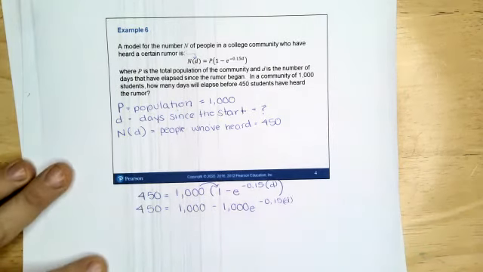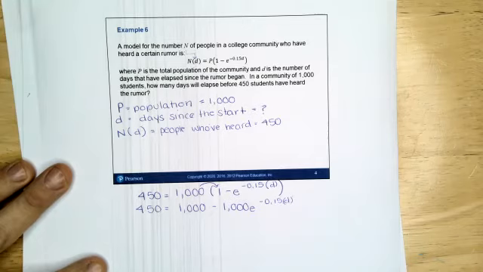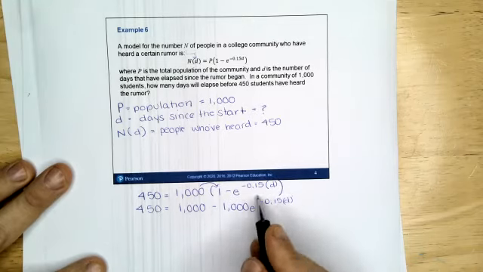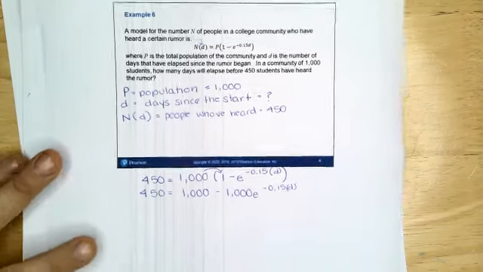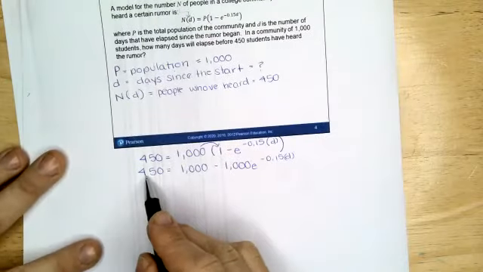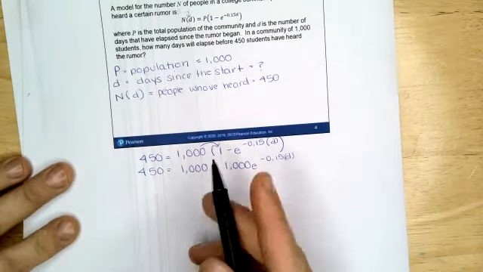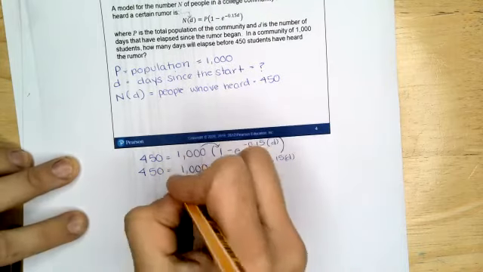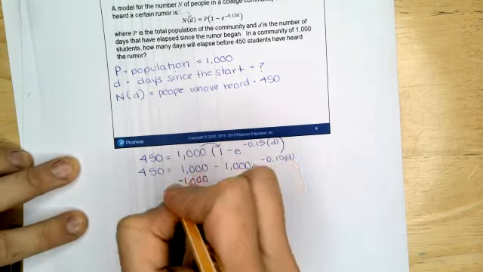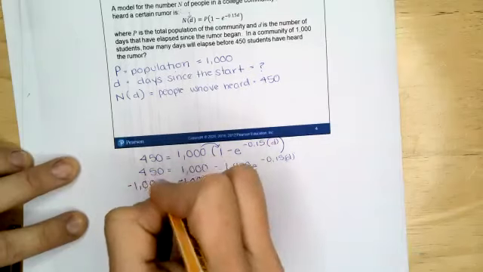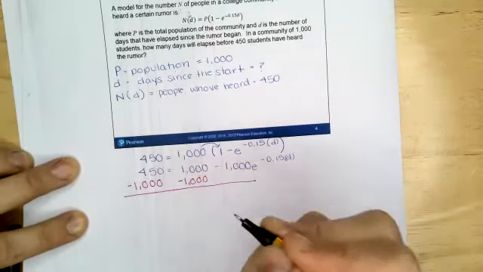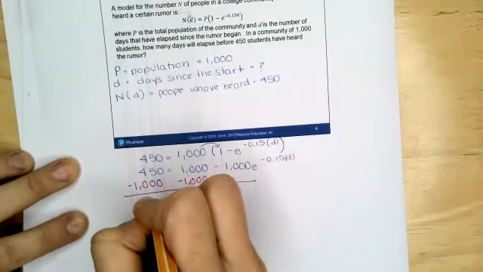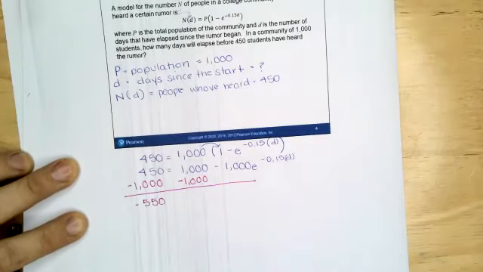Good. Why would I do that? I want to isolate the e. Yeah. I want to isolate the e because the e is the thing with the exponent. So if I want to isolate the e, let's move the 1,000 over and then divide by this 1,000, right? So that's a positive 1,000. I'll subtract 1,000 from both sides. 450 minus 1,000 is negative 550, right?